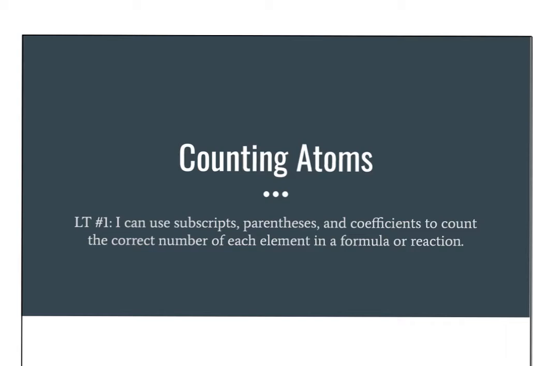So the goal is to be able to use any subscripts, parentheses, and coefficients to correctly count the number of each element in a formula. And the ultimate goal is that we can count correctly so that we can balance equations. How many carbons are on the left side of the arrow, how many are on the right side of the reaction arrow, and that will help us when we start balancing.